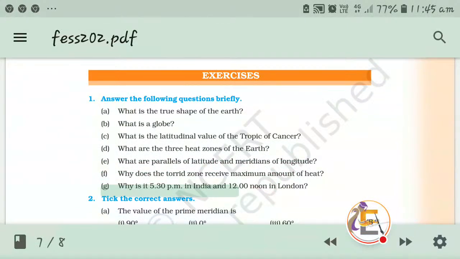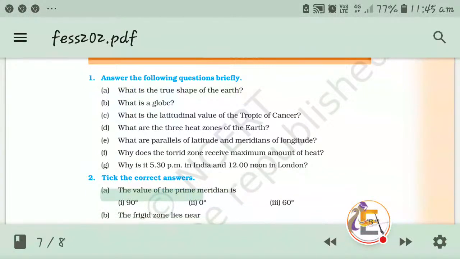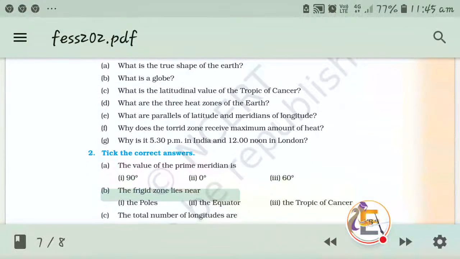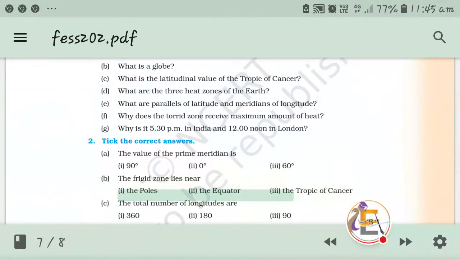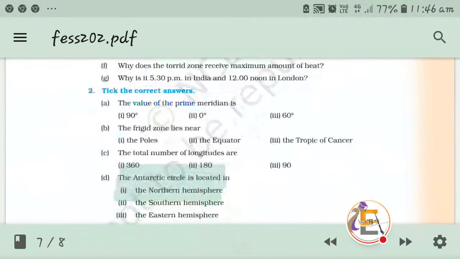2. Tick the correct answers. A. The value of the prime meridian is: 90 degrees E, 0 degrees, 60 degrees E. B. The frigid zone lies near: the poles, the equator, the Tropic of Cancer. C. The total number of longitudes are: 360, 180, 90. D. The Antarctic Circle is located in: the Northern Hemisphere, the Southern Hemisphere, the Eastern Hemisphere.